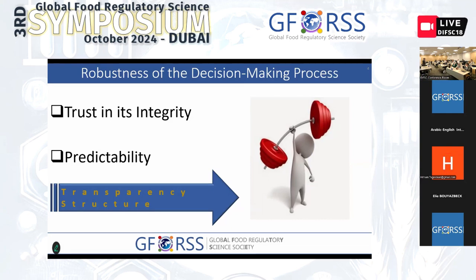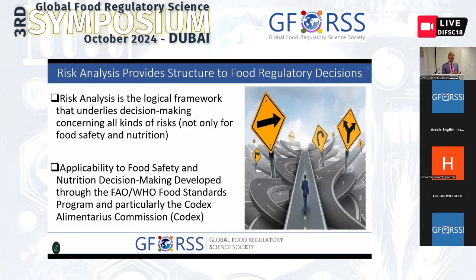Of course, in order to ensure that these decisions are robust, the decisions are trustworthy, we need to make sure that these decisions are based in accordance to a logical framework for decision making. And that's what food risk analysis is. Food risk analysis is a decision making framework, is a methodology that is followed by food regulators that ensures that these decisions, because they are following a methodology, are less likely to lead to mistakes, to errors, to issues.